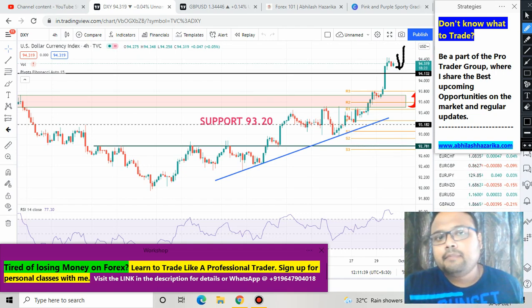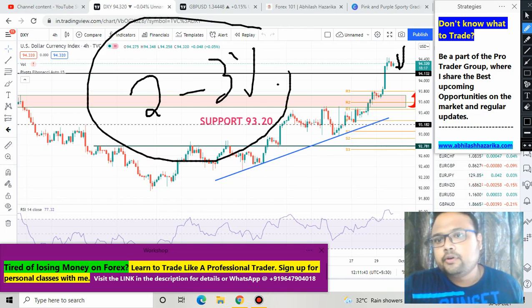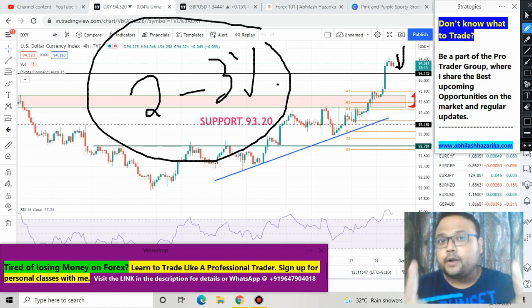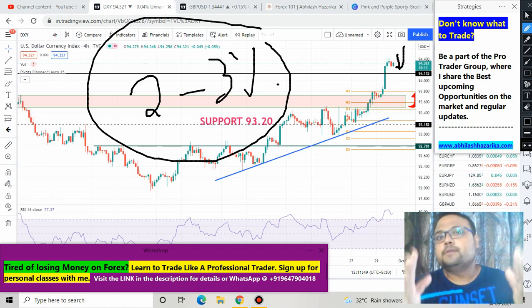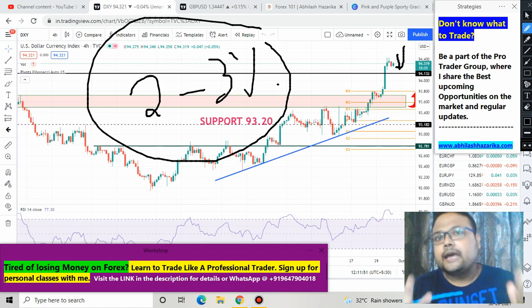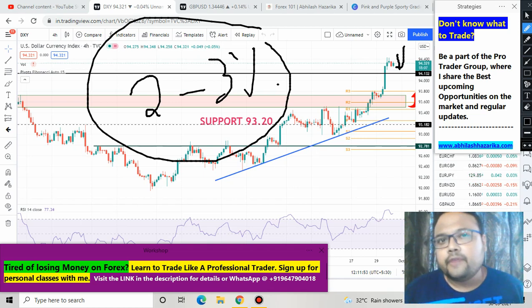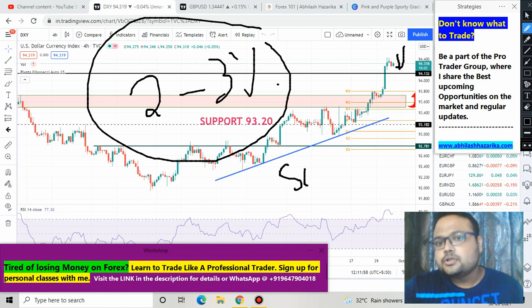Just keep in mind, my dear friends, do not risk more than 2 to 3% of your trading capital, because following risk management is very important. Most importantly, protecting the capital is the most important duty of a trader, and therefore follow risk management and always use a stop loss, because anything may happen in the market.